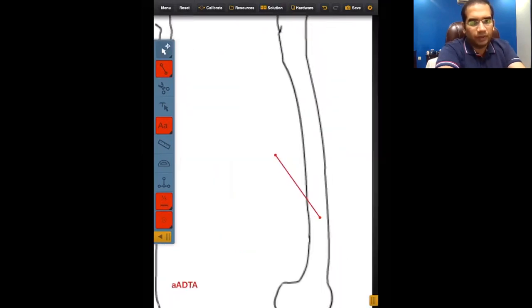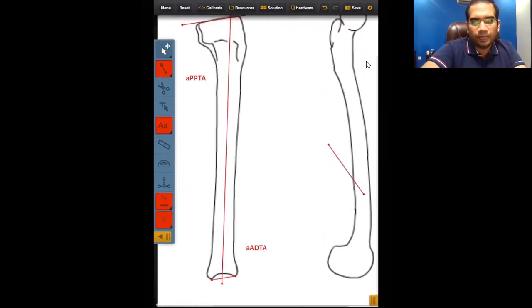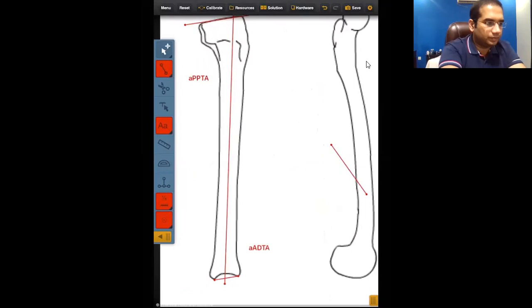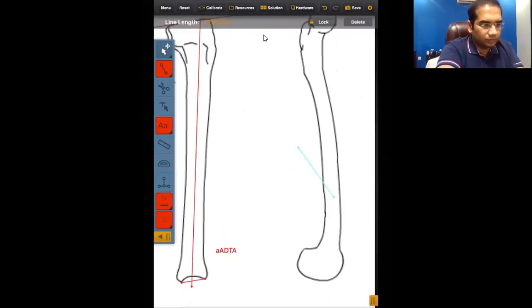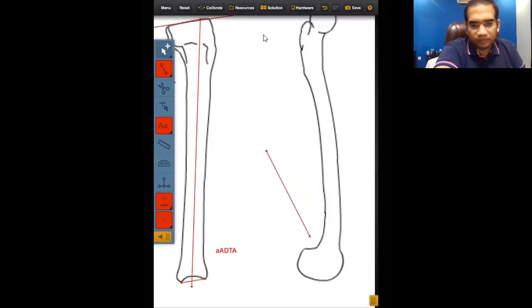Now coming to the femur, where is the joint orientation line of the femur? As you can see, distally the femur is a rounded structure. So how are you going to take the reference line of the femur?